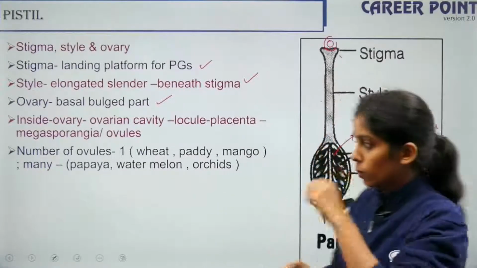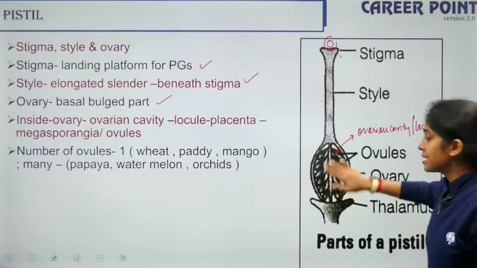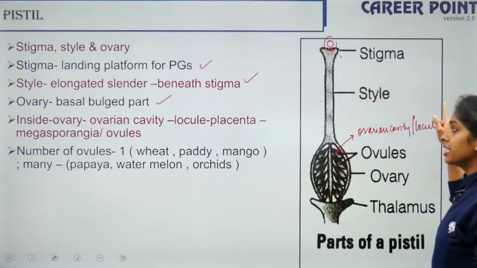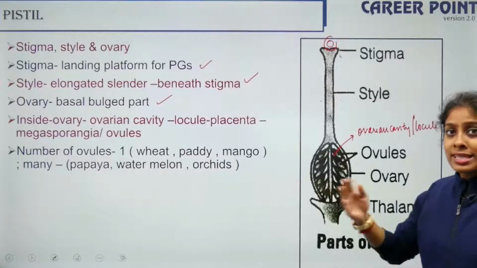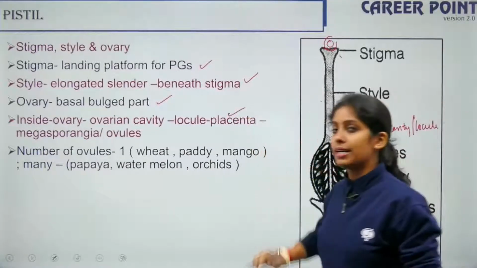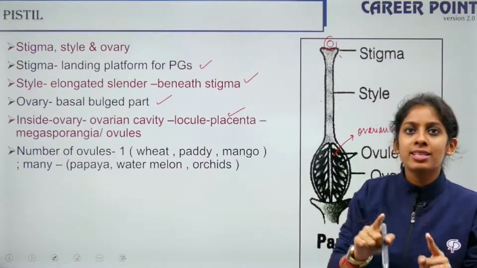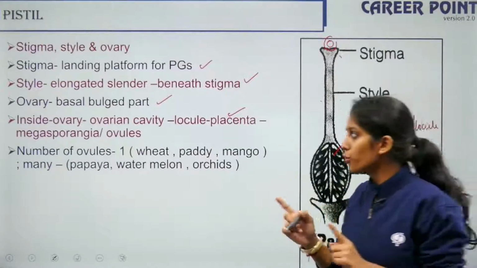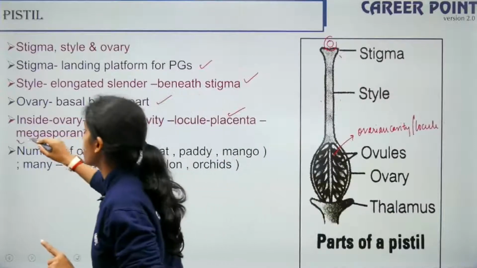Alright, fine. So the space inside the ovary is the ovarian cavity. It is also called the locule. Inside the locule, you have a cushion shaped structure that is called the placenta. To the placenta are attached your ovules. Your ovules are called megasporangia.